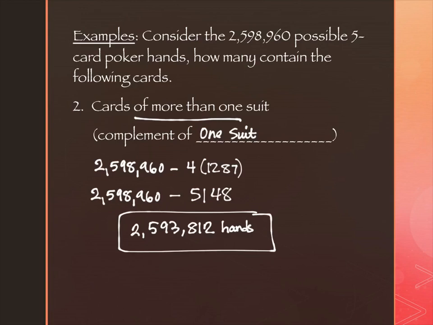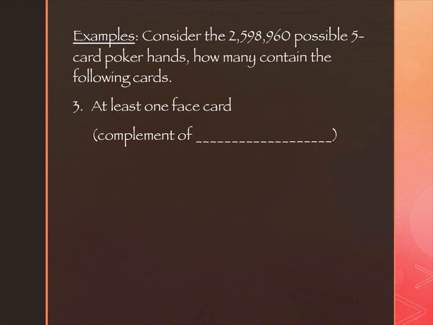So there are still almost 2.6 million hands of cards that match this criteria. You see that phrase again? At least one. So what do we do about the at least one? We do complements. So what is the complement of having at least one face card? What would be the opposite of having at least one face card? None. We'd have no face cards.